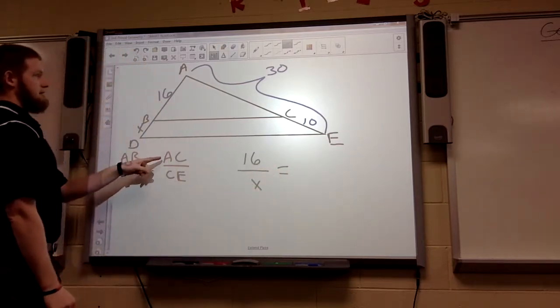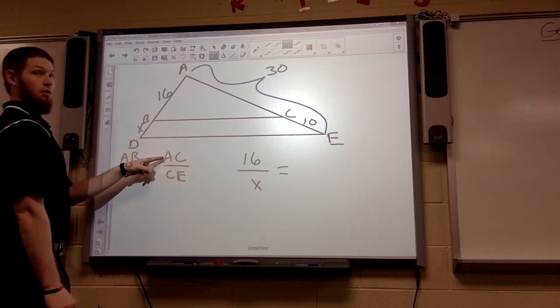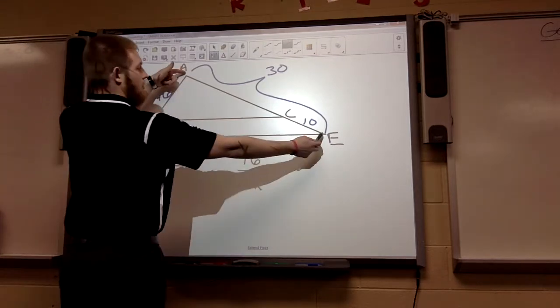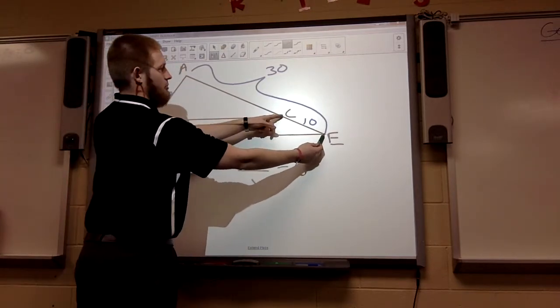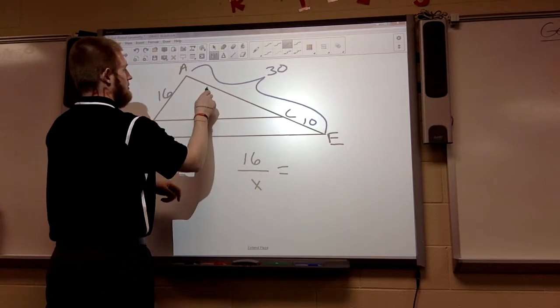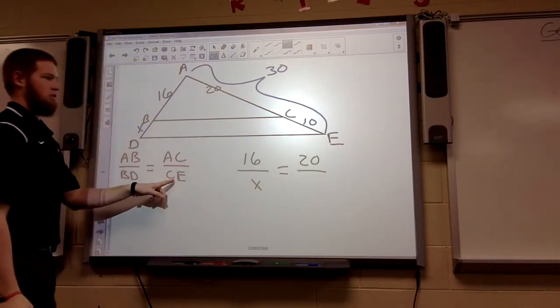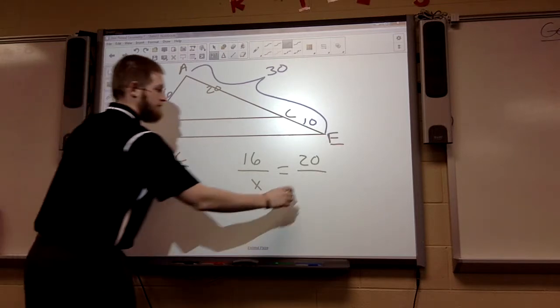equals, what's AC? 20. How do you know it's 20? Because it doesn't tell us that. 30 minus 10. Right, this is a total of 30, and this little part's 10, so this must be 20. So I have 20 here, and on the bottom with CE I have 10.